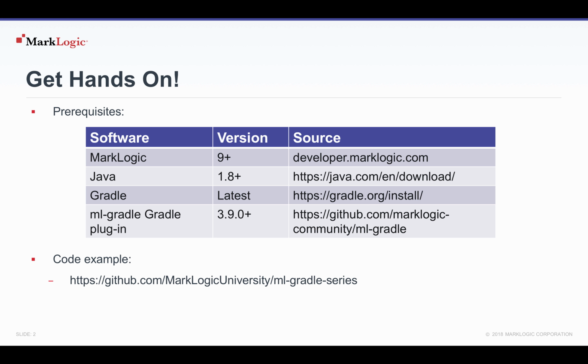To follow along with this tutorial, you will need to download and install MarkLogic. You must also have installed Java version 1.8 or higher, and the latest version of Gradle. Gradle downloads all project dependencies, including the ml-gradle plugin that we'll be using. We define the ml-gradle version as 3.9.0 in the build.gradle file. This version, or later, should work fine for our examples. Download the tutorial files and follow the installation instructions in the tutorial README by going to github.com/marklogicuniversity/ml-gradle-series.